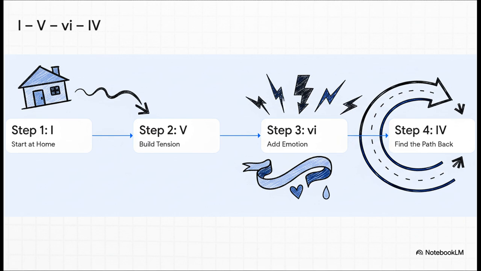Let's look at its story, right? It starts at home with the I. Then it jumps all the way to maximum tension with the V. Then it lands on the vi, which is a minor chord, so it gives us a little bit of emotion, a little reflection. And then it uses the IV chord as a nice smooth path to lead us right back to the beginning. It's a perfect, bite-sized emotional loop.